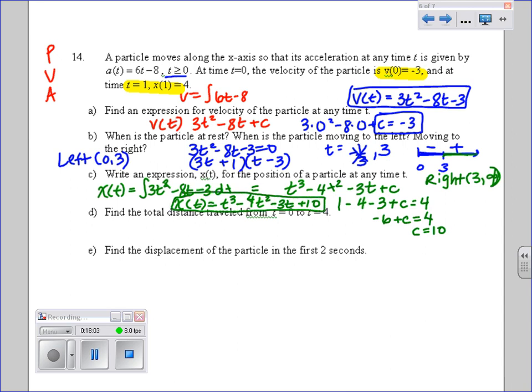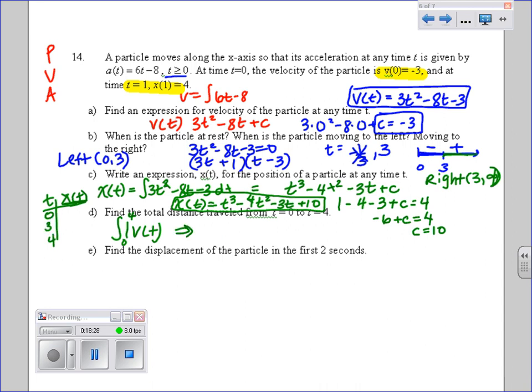Alright, finding total distance. You integrate the absolute value of velocity over this interval. Or you do your little t-chart with position. It's really important that this is position. And you would do the endpoints and then your critical number, which is 3.